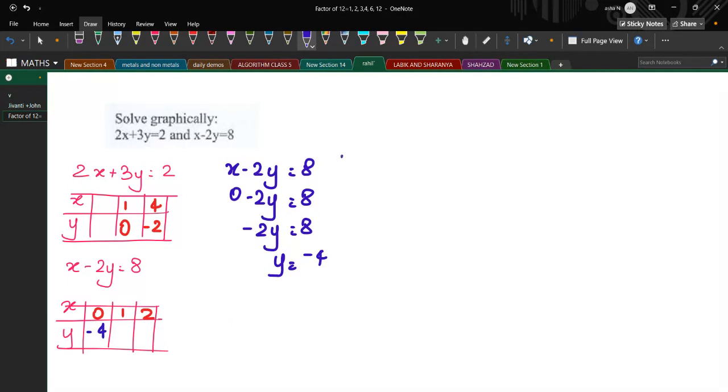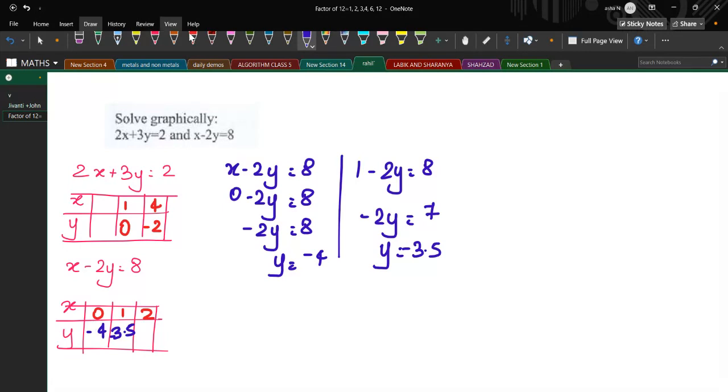Okay, if I take 1: 1 minus 2y which is equal to 8. So minus 2y is equal to 8 minus 1, so 7. So y is equal to minus 3.5. 3.5 we can put. But if it is going in some recurring number, then it becomes a little challenging. Then 2 minus 2y equals 8. So minus 2y is equal to 6. So y is equal to minus 3.